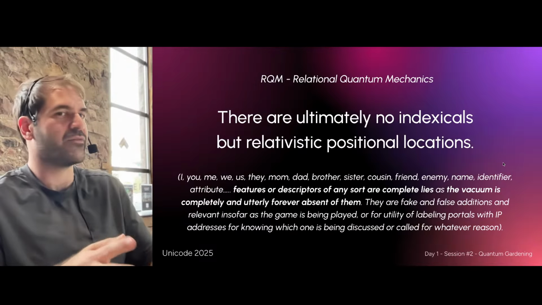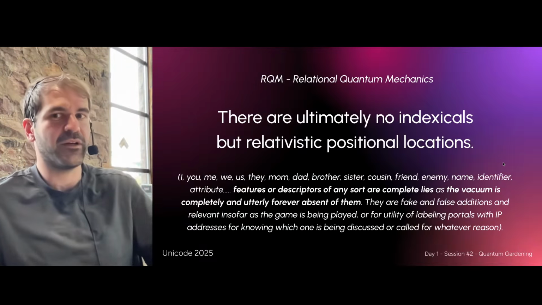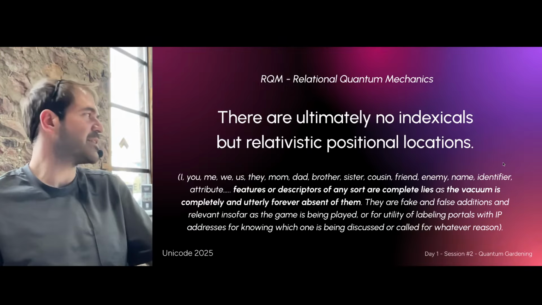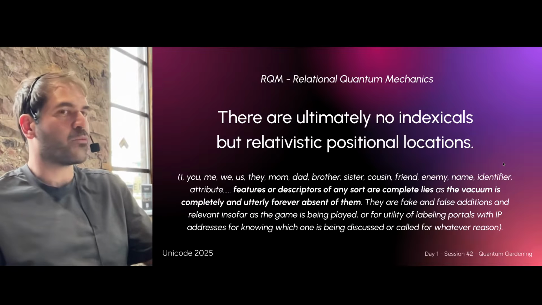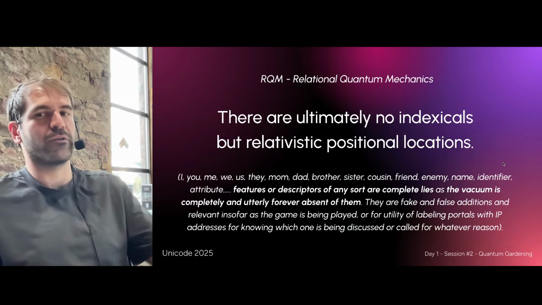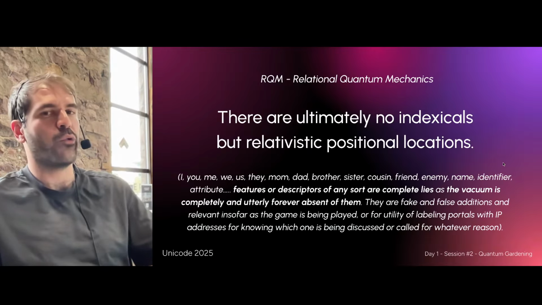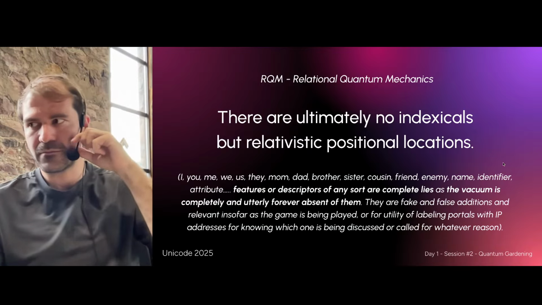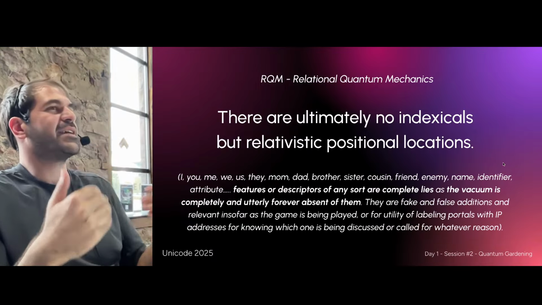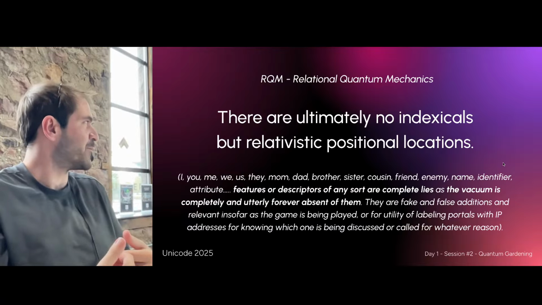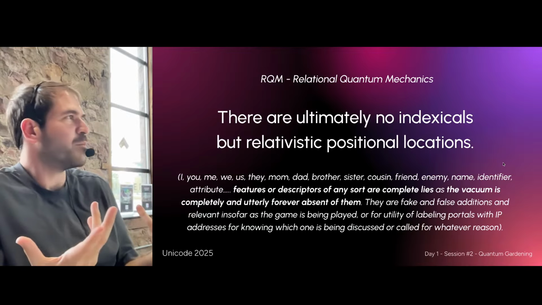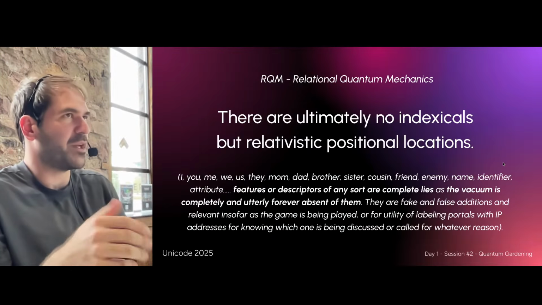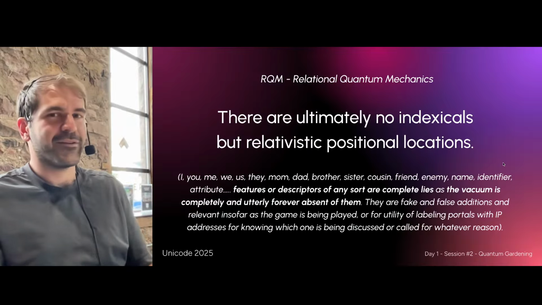So they are fake and false additions and relevant insofar. So here's the relativistic positional location aspect of it. As the game is being played, they're relevant insofar as the game is being played, or for the utility of labeling portals with IP addresses, for knowing which one is being discussed or called for whatever reason. Okay? So in the ultimate sense, the answer to who is the observer is it's the vacuum. It's cosmic consciousness. It's infinity. It's you. It's God. It's everyone now. It's no one and everyone.